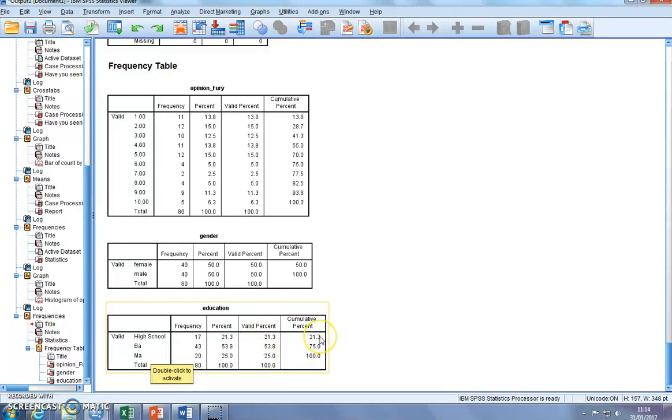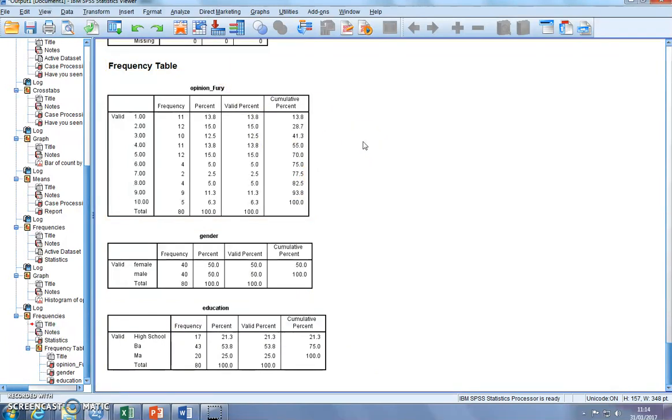What cumulative percent does is already in the word cumulative. It adds everything up until you reach 100%. So everybody in high school, that's 21.3%. Everybody in high school and a bachelor, those two groups together, is 75%. All 3 groups together is 100%.